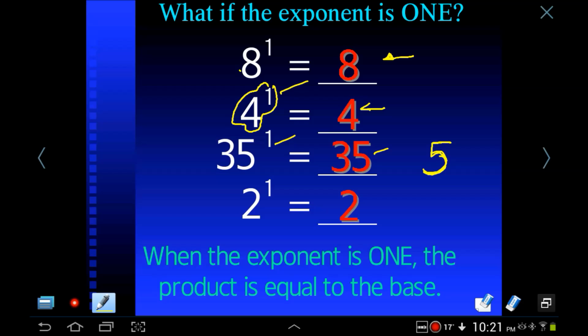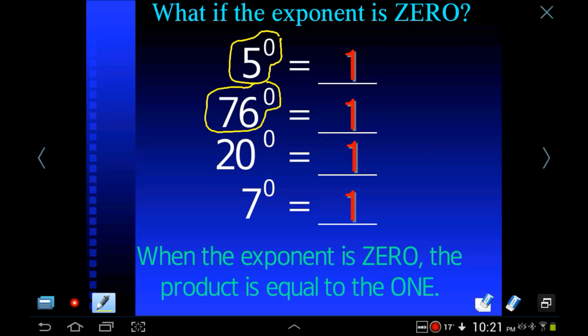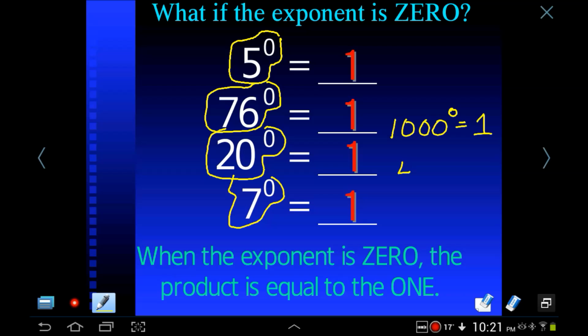Likewise is true with numbers that don't have an exponent. If they don't have an exponent, you can automatically assume that its power is 1. Lastly, if the exponent is ever 0, the product will always be 1. No matter what kind of number it is, it will always be 1. Even if it's 1,000 to the power of 0, the answer is 1. 476 to the power of 0 is 1. Understand that.